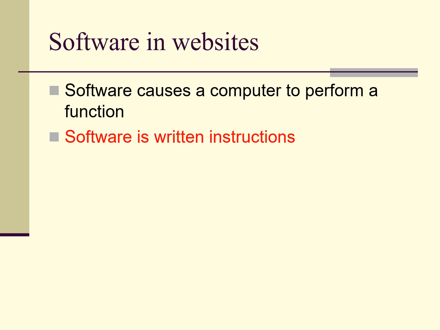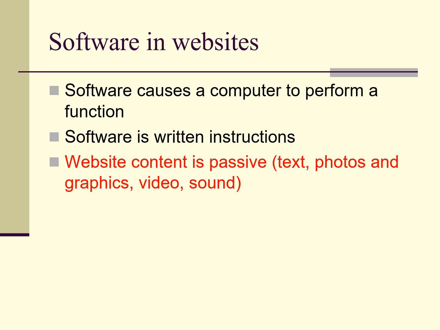As a rule of thumb, you can identify text that is software because it is written in the form of instructions, which are read by a computer and which tell the computer what to do. Website content, on the other hand, contains no instructions telling a computer what to do. That is, content is passive. Content takes the form of text, photos, graphics, video, or sound.